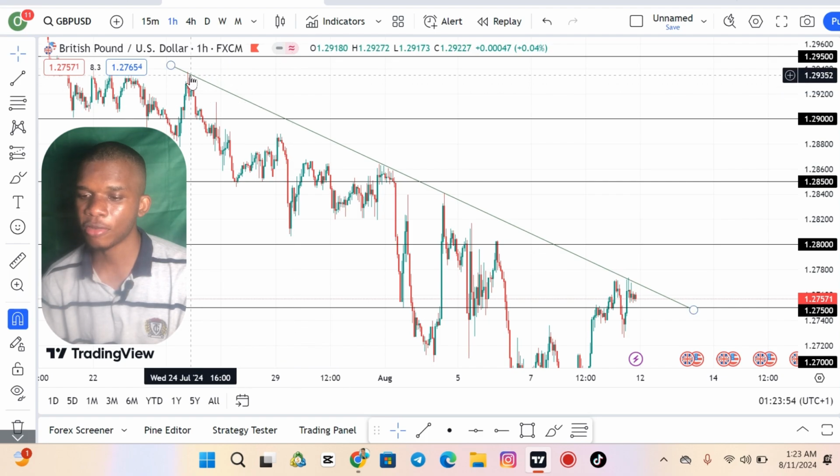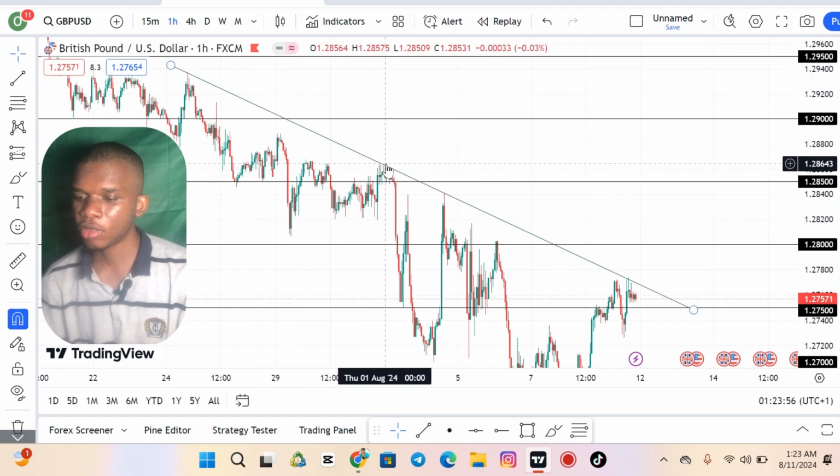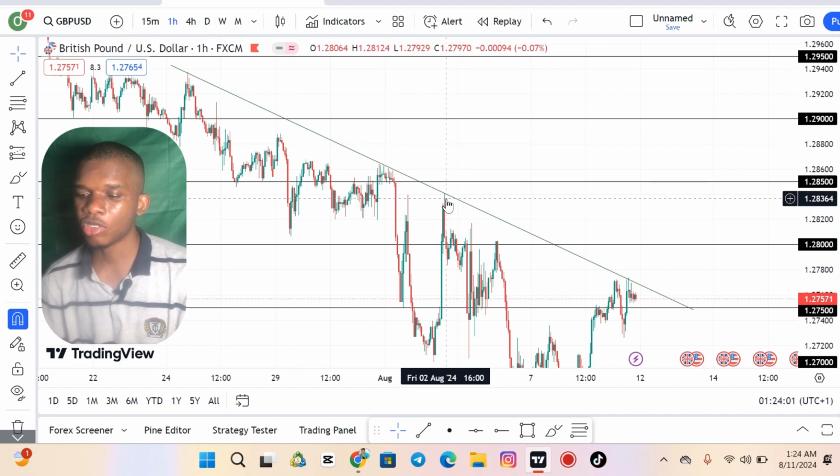As you can see, this is the first touch, and this is the second touch, and this is the third touch. So if you combine the psychological level with your trend line, you are going to be making money with this. If you combine this psychological level with your strategy, which is price action and trend line, you're going to be making money.